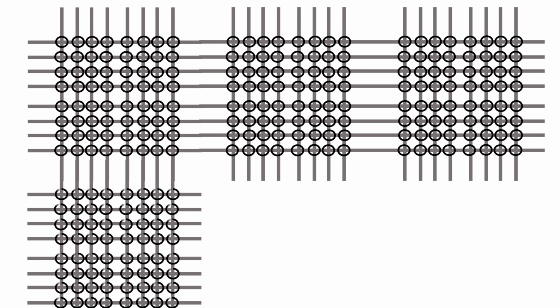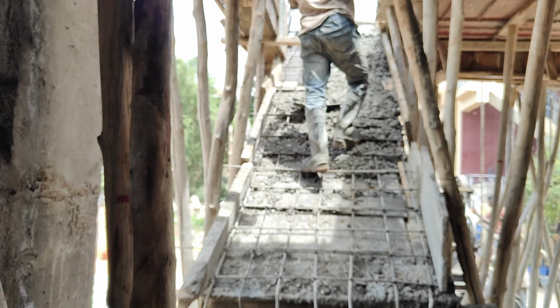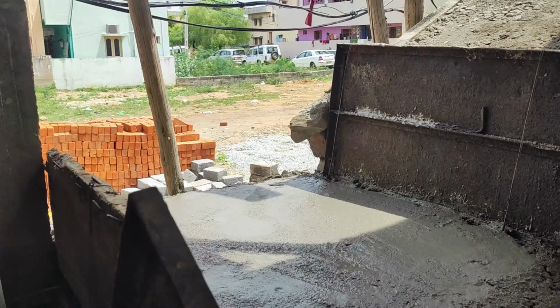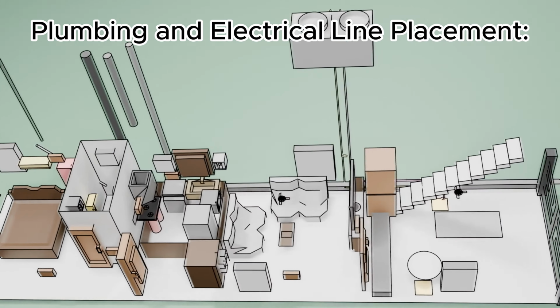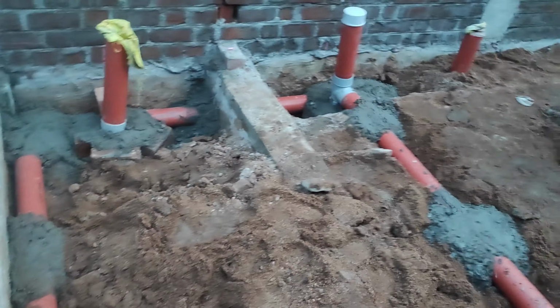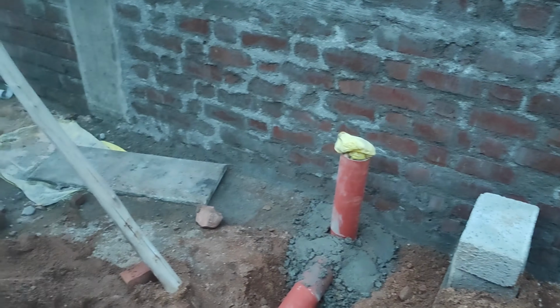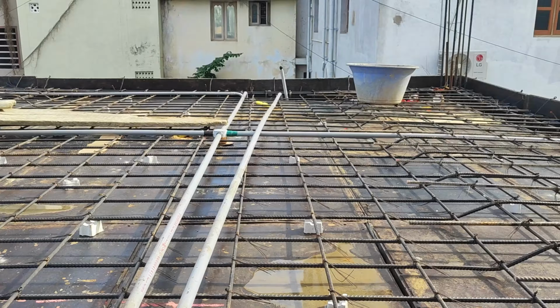Once measurements are confirmed, the stair layout is marked, and wooden shuttering is constructed to shape the steps before pouring concrete. Plumbing and electrical line placement. Before pouring the slab concrete, plumbing pipes for water lines and electrical conduits are placed inside the centering. These pipes must be accurately positioned to emerge in the right walls and locations for future connections.